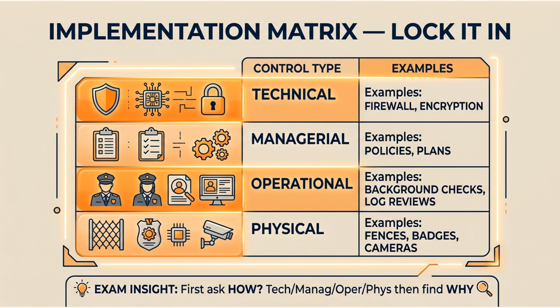Let's pause and lock in the first classification matrix. I'm giving you a mental map. Technical. Think tools, software, firewalls, encryption, MFA, antivirus. Managerial. Think policies, documents, risk assessments, plans written by management. Operational. Think people doing daily security tasks, training delivery, log reviews, background checks. Physical. Think tangible barriers, fences, badges, cameras, guards. When you read a question, first ask, how is this implemented? Is it technology, paperwork, people action, or a physical object? Write that down. Then we add the second dimension.